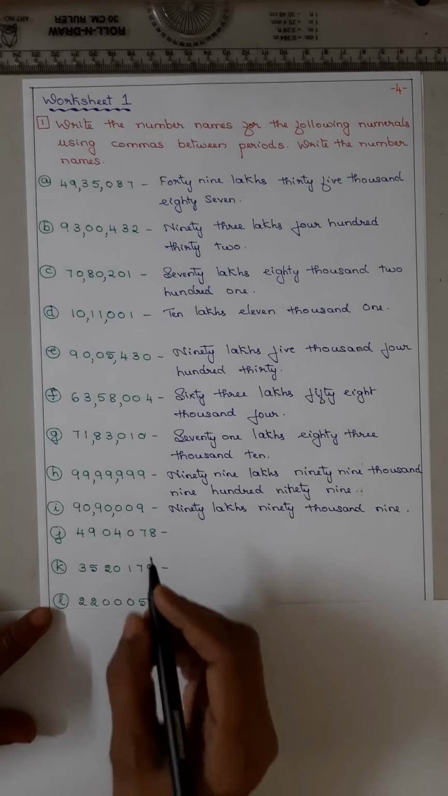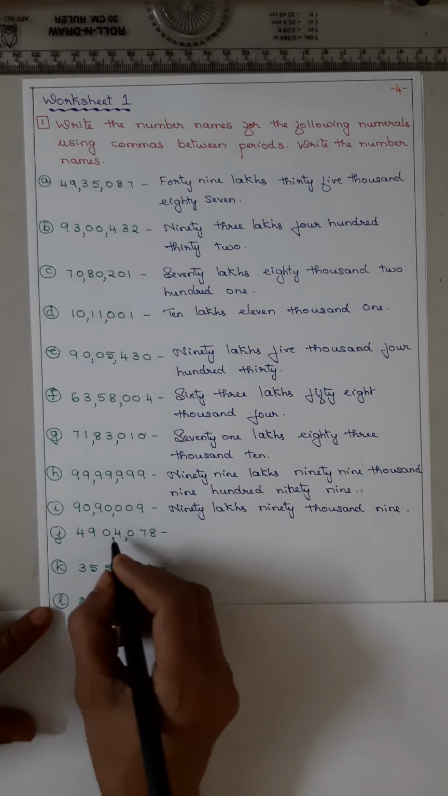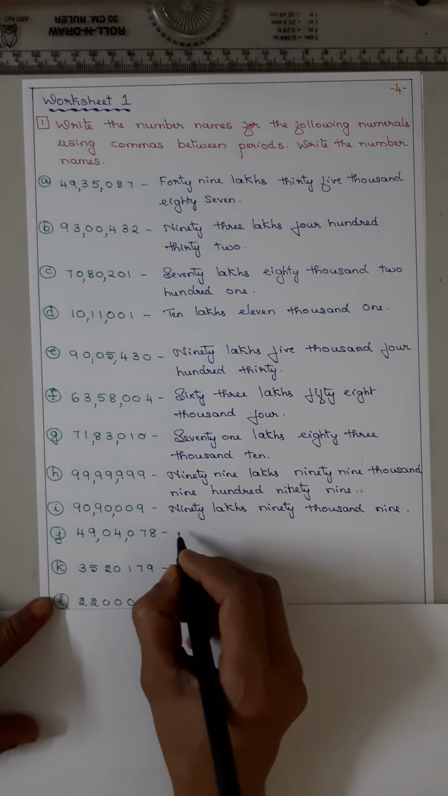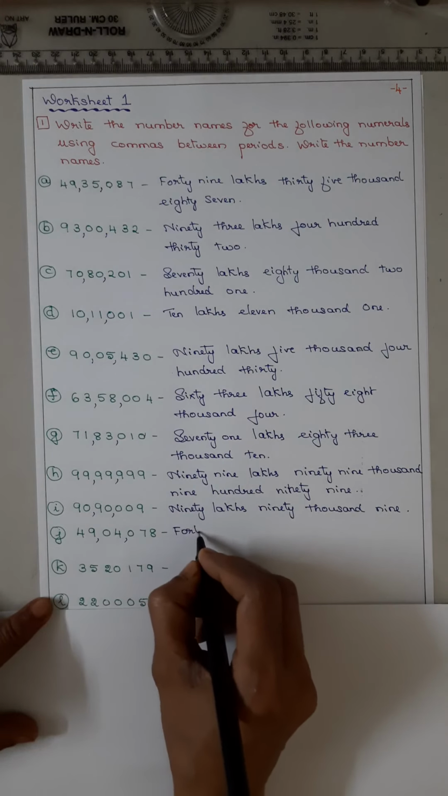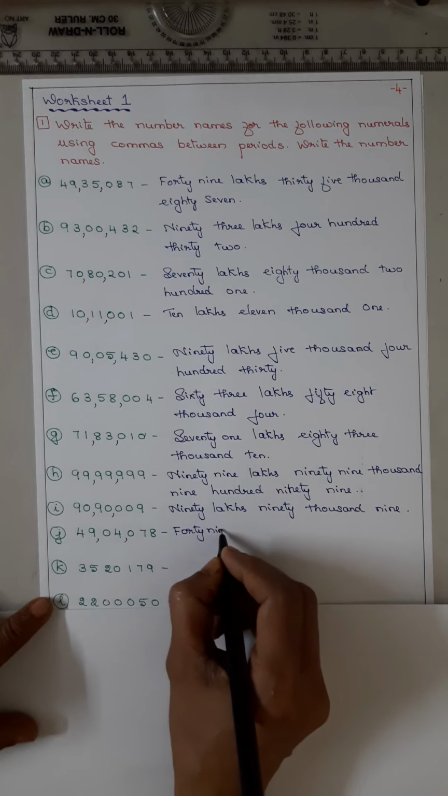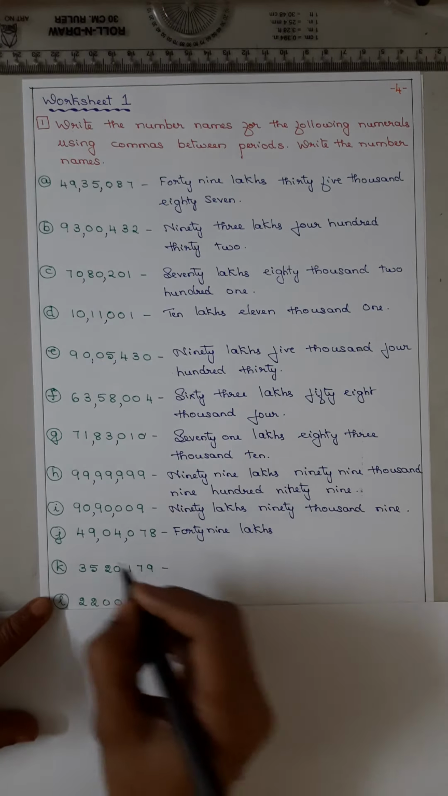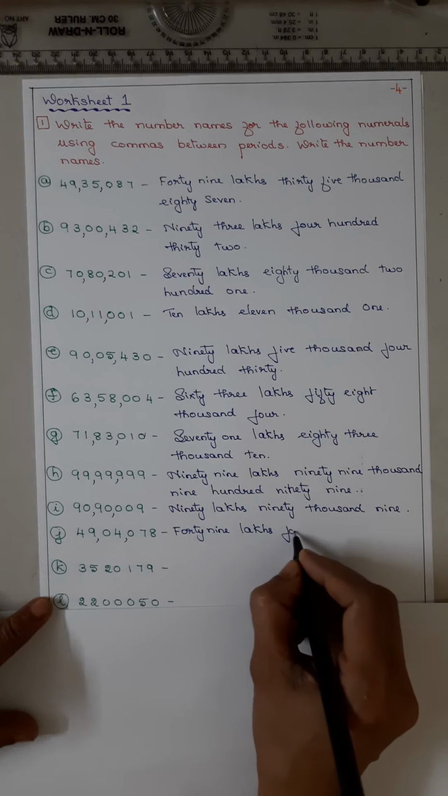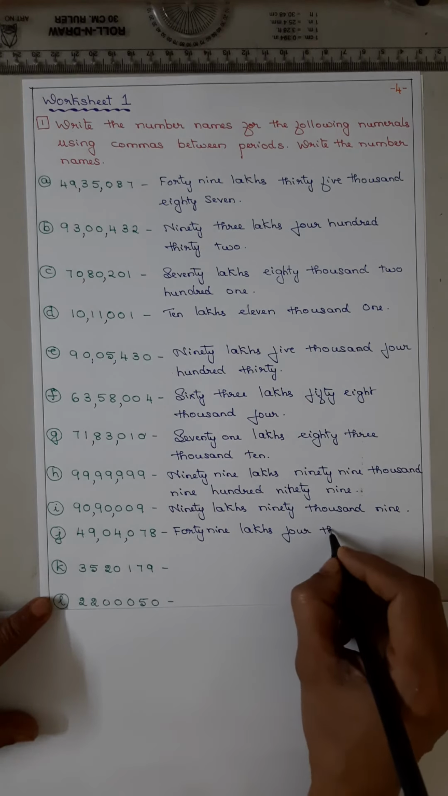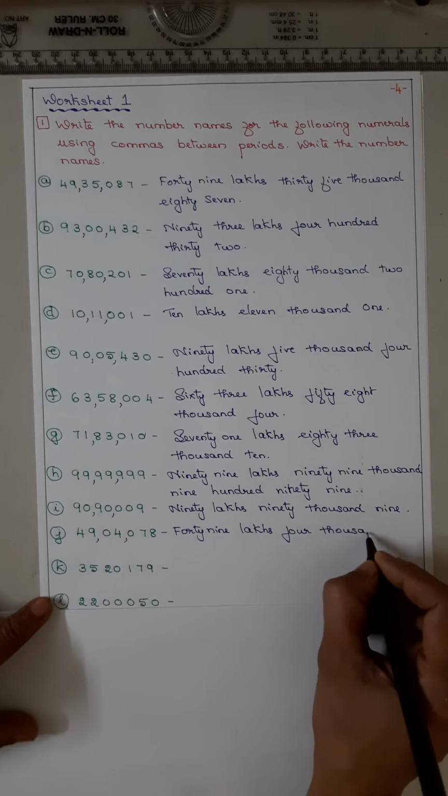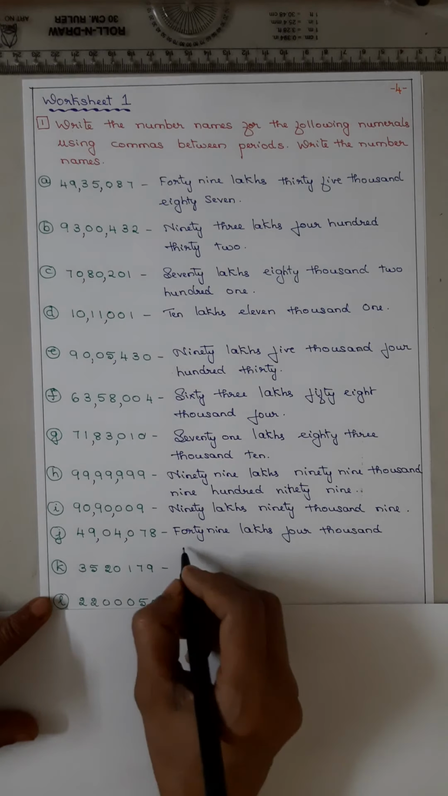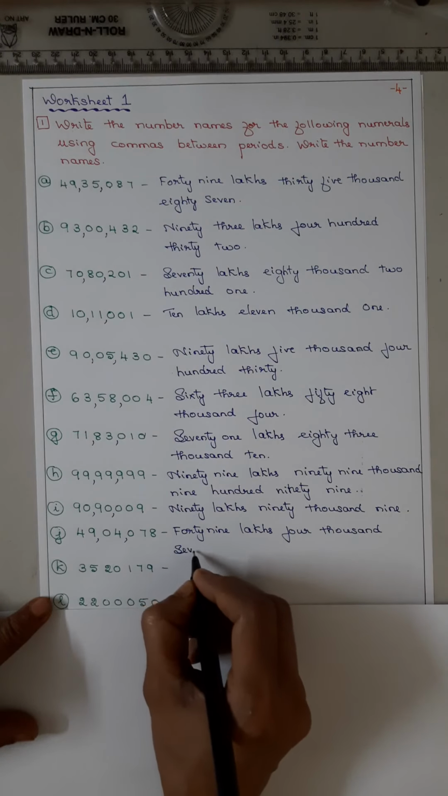Now question number J. 1, 2, 3, 1, 2, 49. What is it? Lakhs. This is only 4. What is it? Thousands. And last is 78.